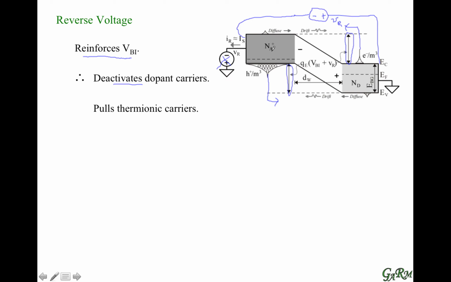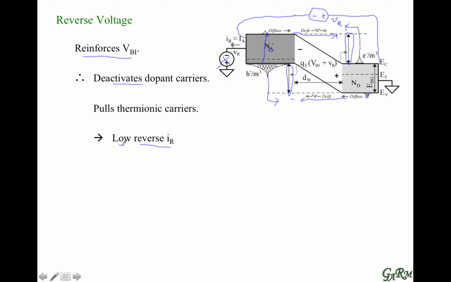However, on the p side of the material, for example, we do have thermionic electrons. In other words, thermal energy liberates some electrons and places them in the conduction band. Well, now those electrons are going to see a positive charge on the other side, and they're going to be attracted to it, so they're going to cross the junction. Similarly, thermionic holes on the n side are going to see a negative charge on the p side, and they're going to cross. So as a result, we have thermionic carriers crossing. We have a low reverse current.